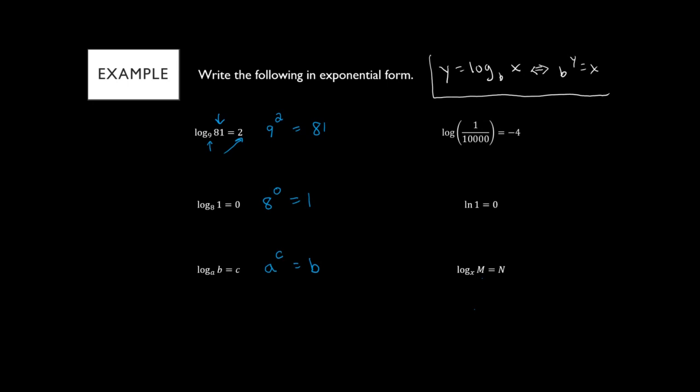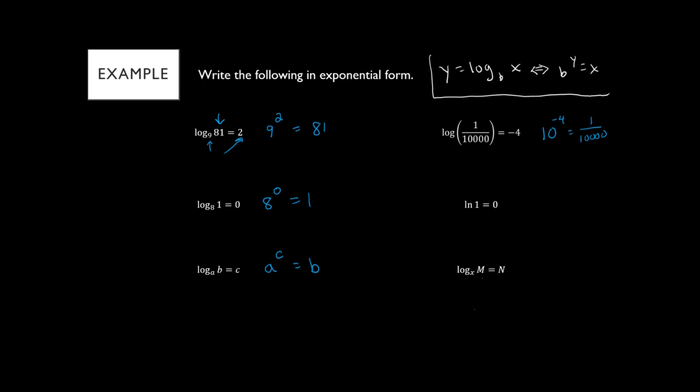Now on the right, we've got log, and there's no number written there. So if there's no number written as a subscript, a little number underneath the log, that means it's assumed to be base 10. So this is telling us we're going to be 10 to the negative 4 power, because that's what we have the log equal to, is the exponent. And that equals 1 over 10,000. So if there's no number, assume that it's 10.